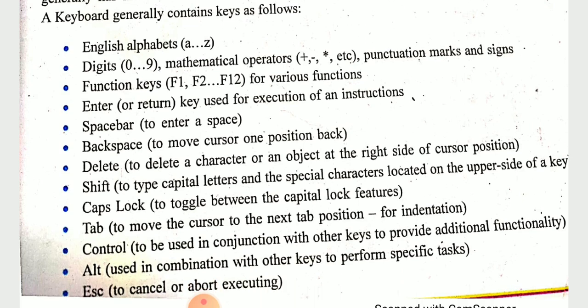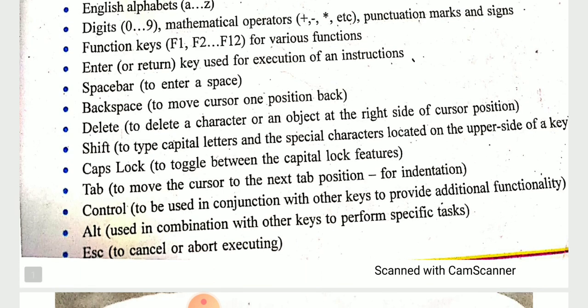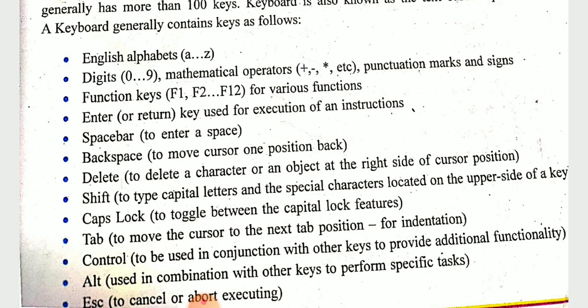A keyboard generally contains the following keys: alphabet keys, number keys, function keys, enter key, spacebar key, backspace key, delete key, shift key, caps lock key, tab key, control key, alt key and escape key. First, I explain the alphabet keys. Alphabet keys are used to type the letters from A to Z into our computer.